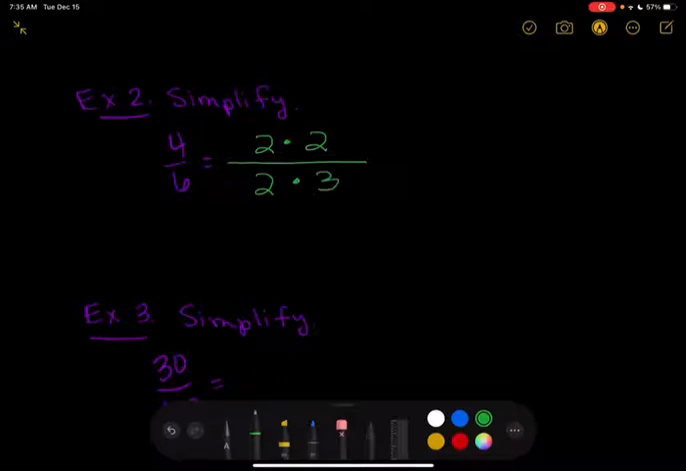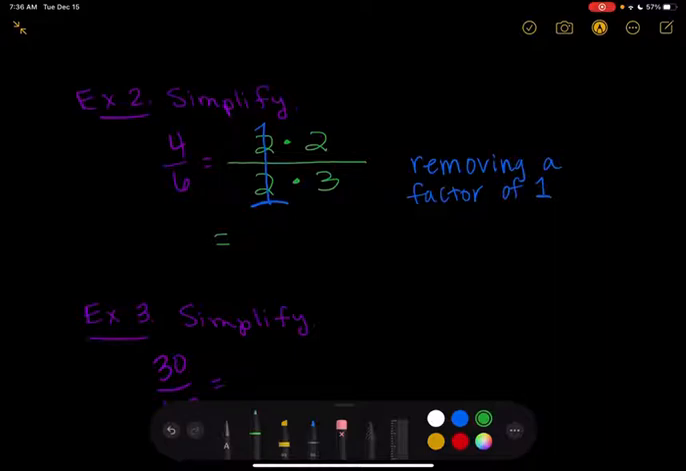Now what they want us to see is this removing a factor of 1. Do you remember at the beginning where we had a over a equals 1, so anything divided by itself was 1? So do you see this 2 over 2? Some people like to cross them off just to make the point clear. I'm going to change it to just a giant 1. So 2 over 2 is 1. I'm going to write removing a factor of 1. So when I do that, 2 over 2, since that's just 1, all we have left is that 2 over 3.